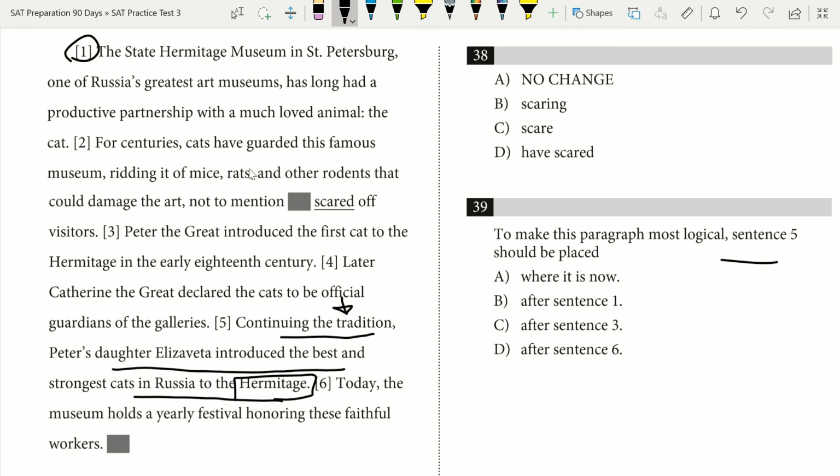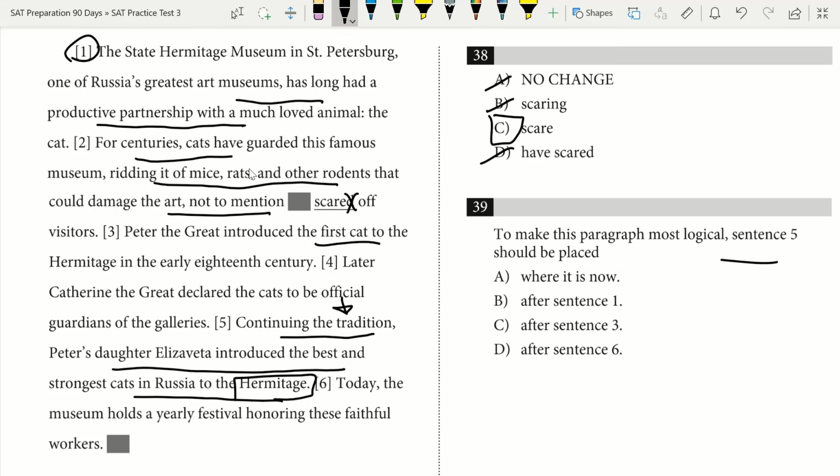So we have the State Hermitage Museum in St. Petersburg, one of Russia's greatest art museums, has a long productive partnership with a much-loved animal, the cat. For centuries, cats have guarded this famous museum, ridding it of mice, rats, and other rodents that could damage the art, not to mention scare off visitors. That's a tense question. We want to make sure that we're maintaining tense, which is going to be answer choice C for number 38. Peter the Great introduced the first cat to the Hermitage in the early 18th century.